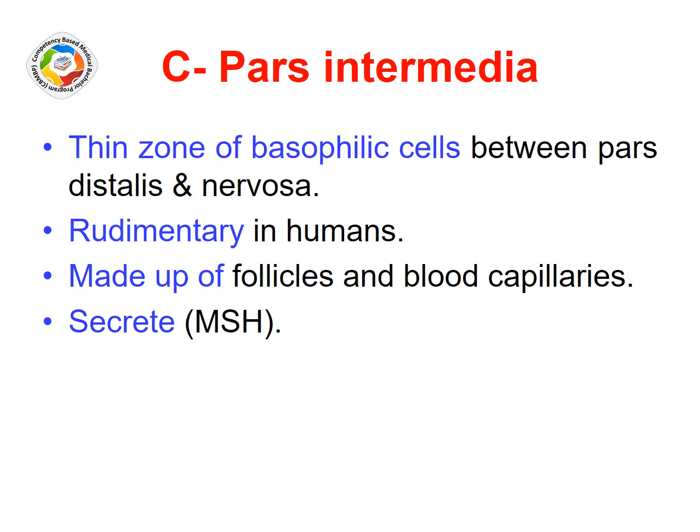The third part of the adenohypophysis is called pars intermedia. It is a thin zone of basophilic cells situated between pars distalis and nervosa. This part is rudimentary in humans and made up of follicles and blood capillaries. This part secretes melanocyte-stimulating hormone.